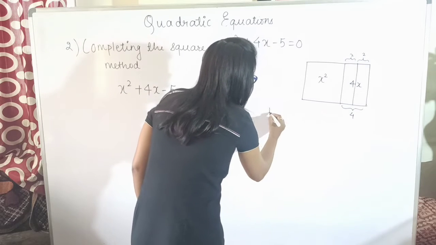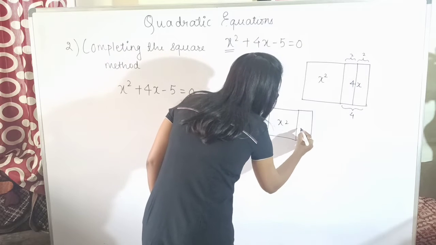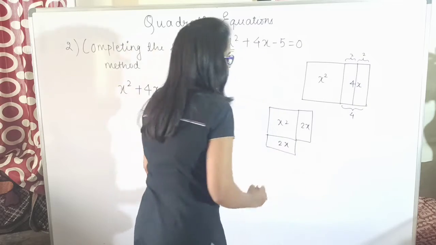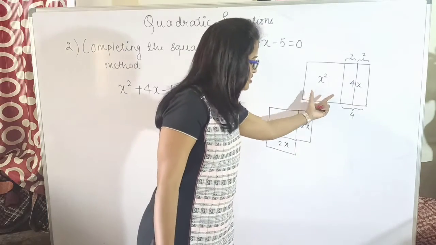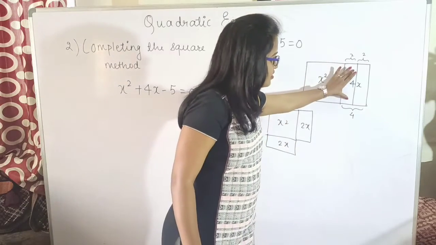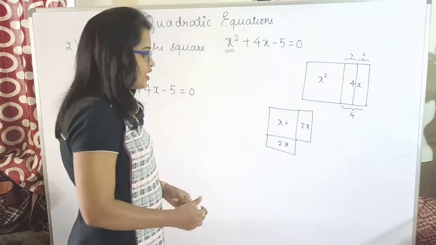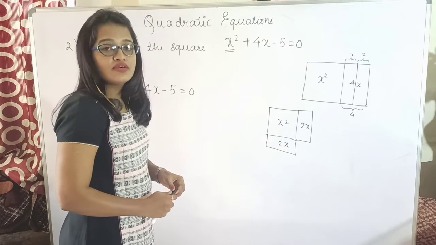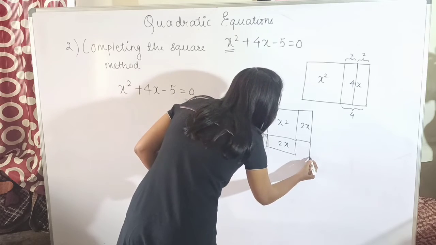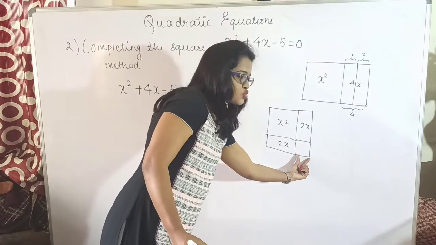Let us redraw the figure. So this is my x square. This is my 2x, whereas this is also my 2x. Isn't it? The same figure I have drawn by dividing the 4x area into two equal areas, that is 2x and 2x. Now again I have to complete this rectangle, isn't it? So if I have to complete this rectangle, it means I am adding one square.